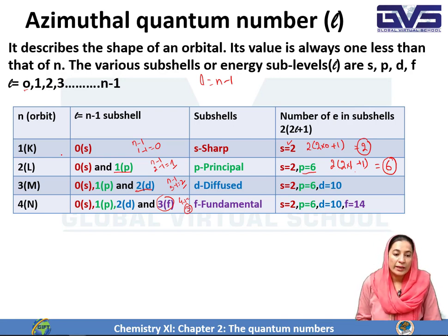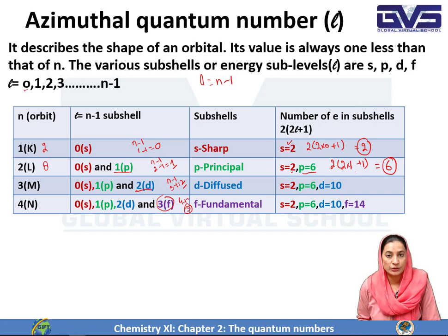And you know, in the shell number 2, I told you the maximum number of electrons in the first shell is 2, in the second is 8. And how does it come to 8? 6 in the p subshell and 2 in the s subshell. So the total is 8 electrons. Similarly for d, calculate using this formula. So these 6 electrons are in the p subshell.